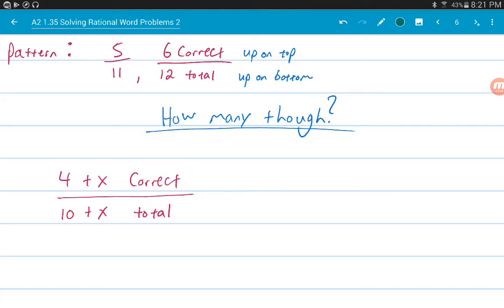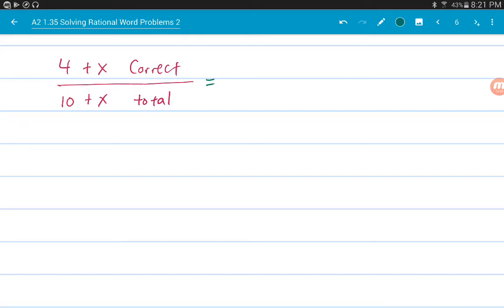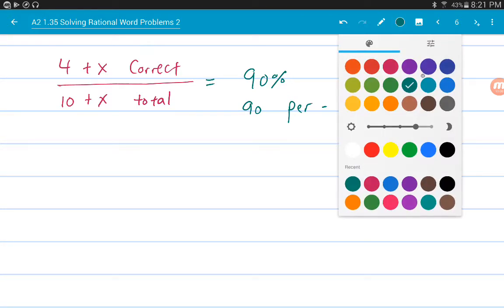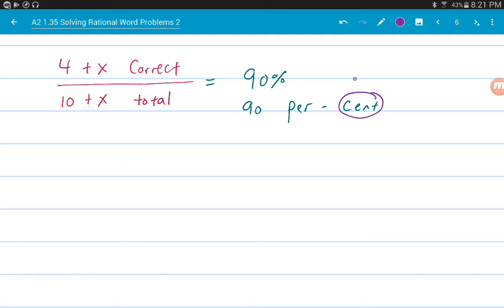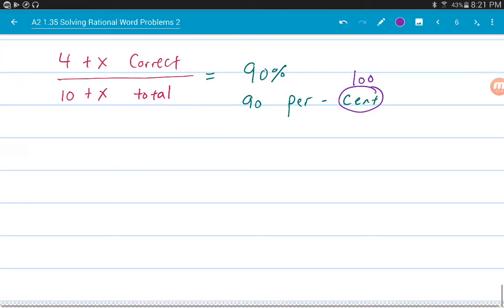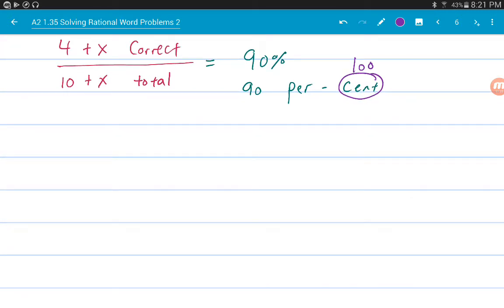But the thing is that we want this to be equal to 90%. Wait, 90 per cent. And cent is a prefix that means 100. Or suffix. I'm not an English teacher. It means 100. So 90 per 100. So I have an equation that looks like this. 4 plus x over 10 plus x equals 90 over 100.